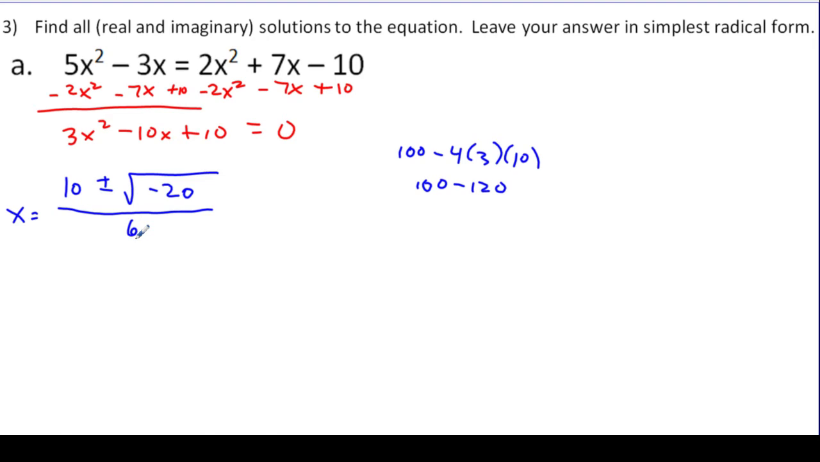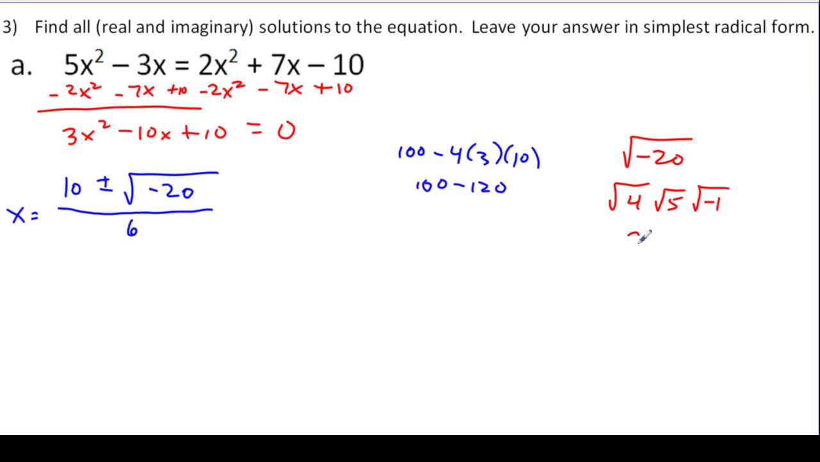So let's go over to the side again. We need to simplify this radical. So I'm going to say the square root of negative 20. Okay, well, let's break that up. 4 times 5 gives me 20, and I like the 4 because I can square root that one. Okay, and the negative 1, we have a definition for the square root of negative 1. That's what we called i.